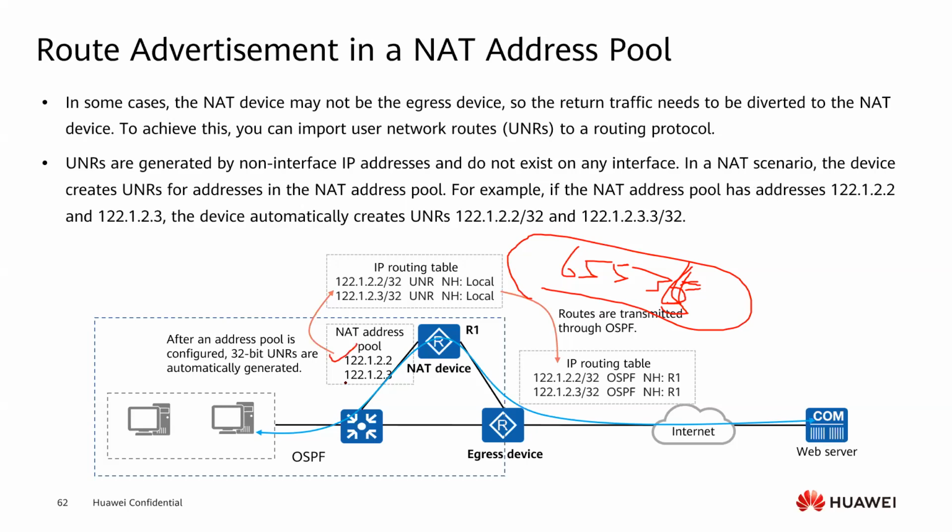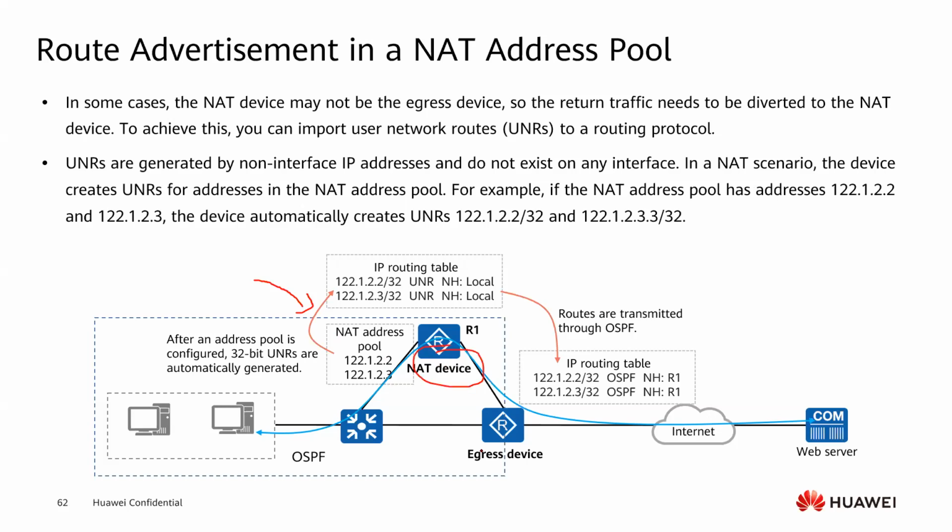So most of the time we can use an address pool to provide more sessions, to support more NAT sessions. Okay, in some special scenarios, if you are using the NAT port and your NAT device is not the egress device sometimes, when the traffic goes out from here and when it comes back, maybe it will go directly this way. So it will cause a problem.